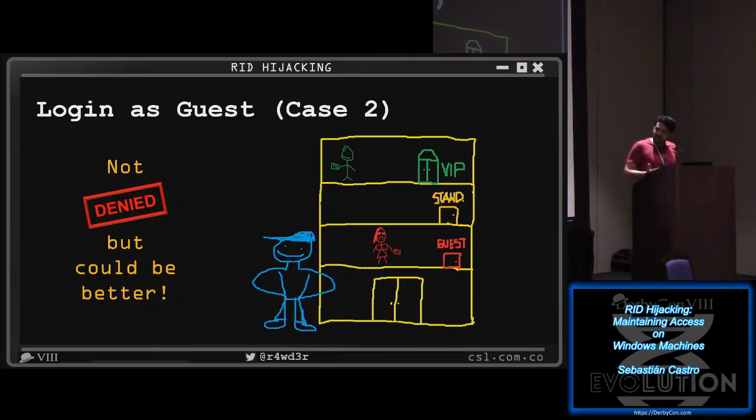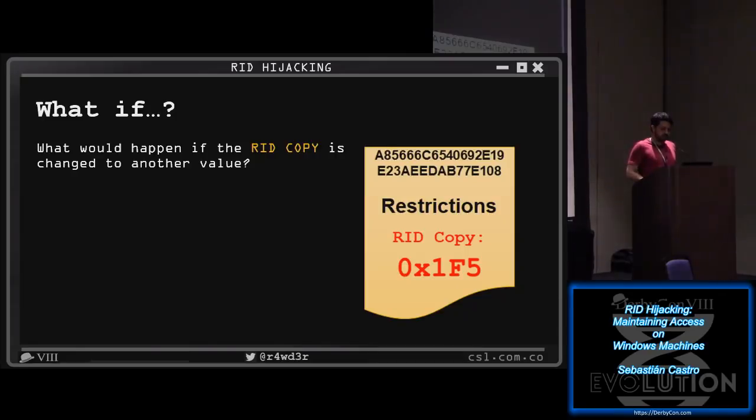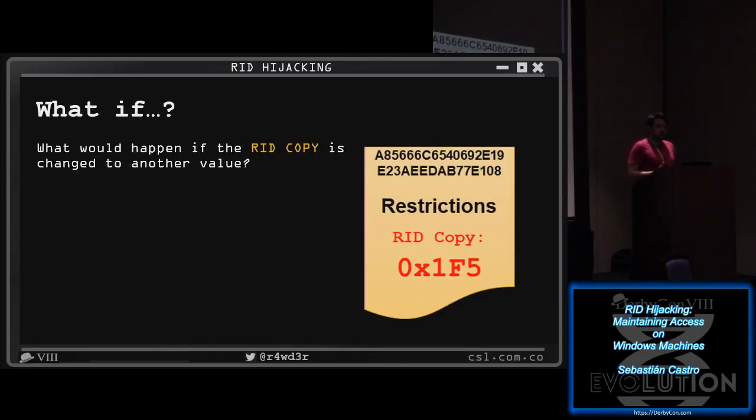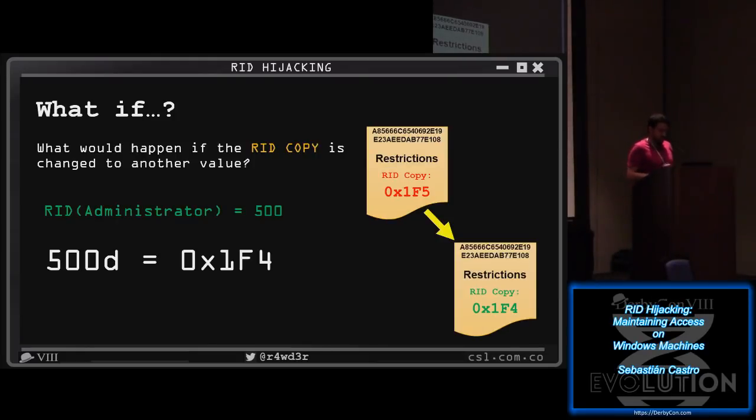So how could we improve this situation? It's a mystery for us right now to understand why there's a copy of the RID inside a key with the same name, but what would happen if we modify it? Well, I have found that this RID copy is the value used by the LSASS and the Security Reference Monitor to create the primary access token. So the privileges added to the access token are obtained based on this RID. So let's set this RID copy to another RID. In this case, 500, which belongs to the built-in administrator.